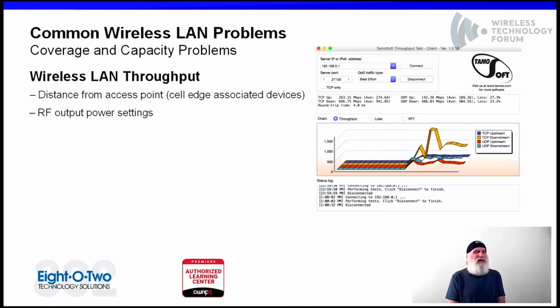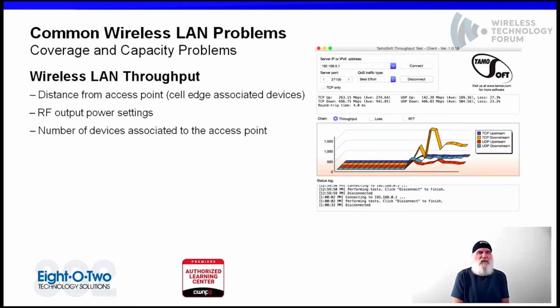RF output power settings. You've got to be careful with this one. More power is not always a good thing. If the output power settings are too high, that may allow those fringe users to connect if the data rates are not disabled. Therefore, that's going to cause potential issues, as well as potentially the number of devices connected to, or associated to, the access point.